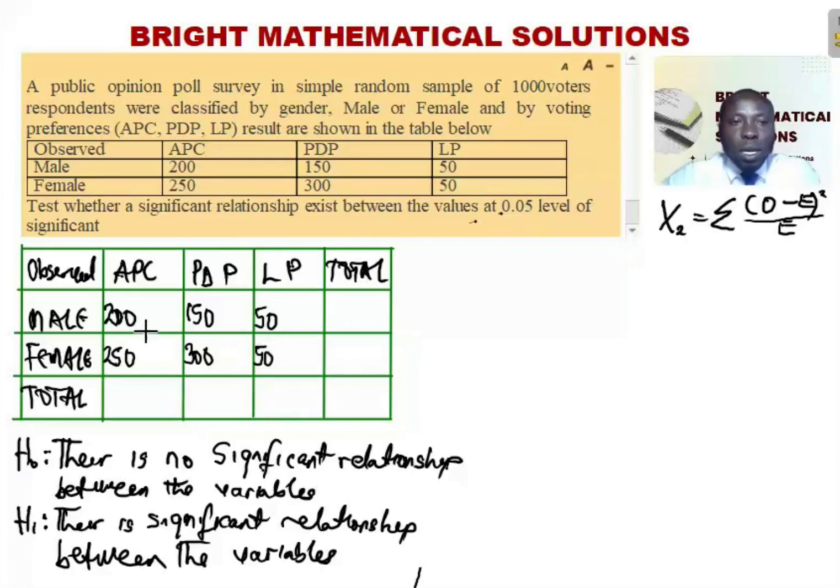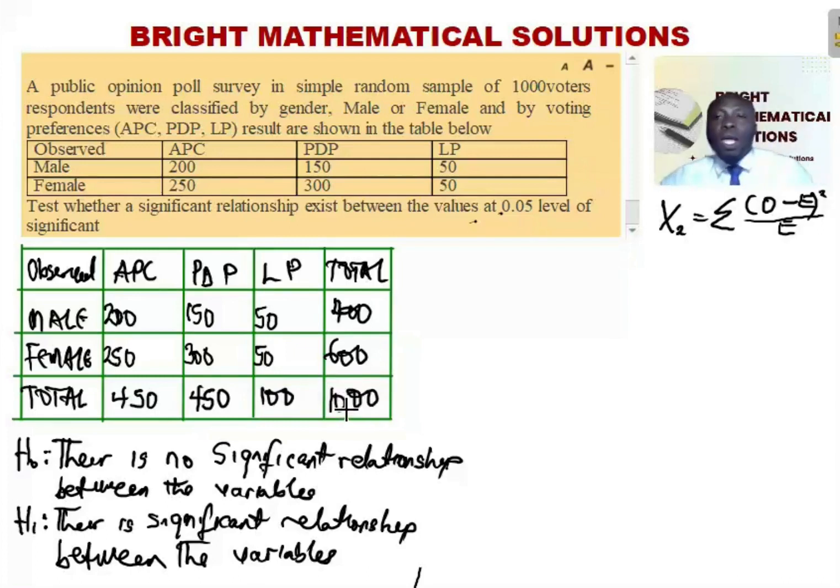The total here is 200 plus 150 plus 50, so this gives us 400. 250 plus 300 plus 50 gives us 600. Here we have 450, that's the total for the row. For the second row we have 450 as well, and for the third row we have 100. The grand total, from addition of this or addition of this, must be the same, so that is 1000.